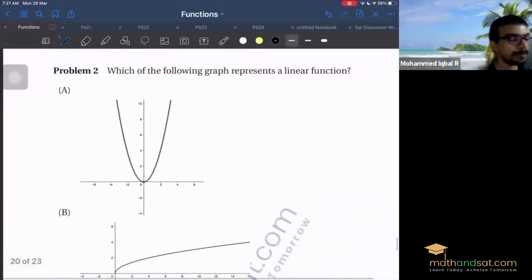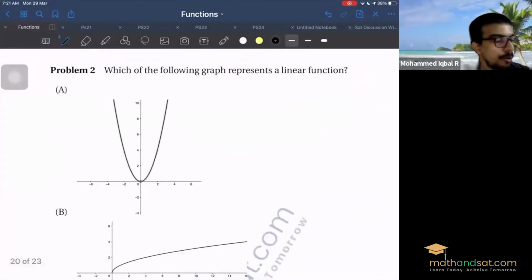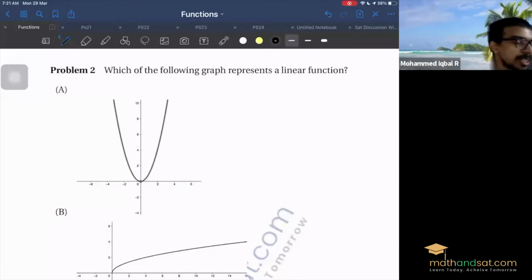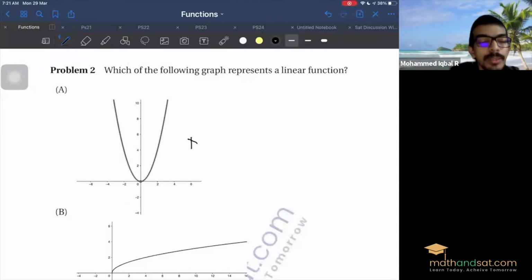Next question. Which of the following graphs represent a linear function? Which one represents a linear function? Is this a linear function? No, this is not a linear function. Okay. What is the shape of this graph? In option A, what is that shape called? Can somebody tell me what is that shape called?